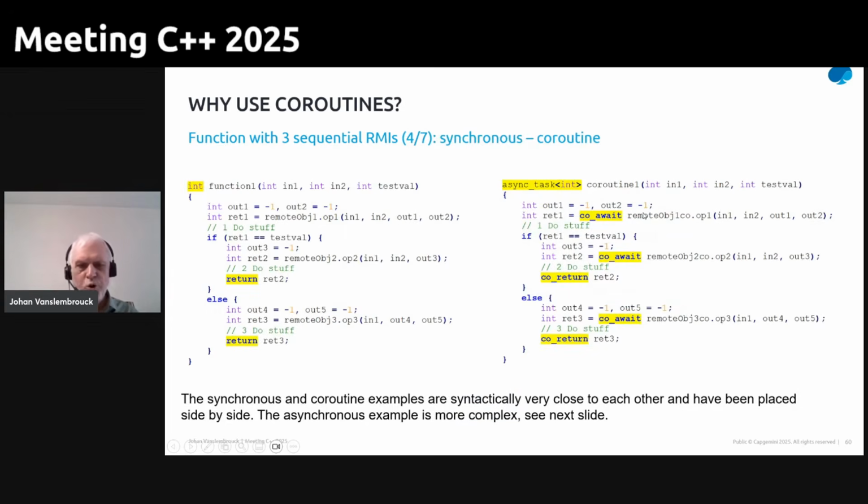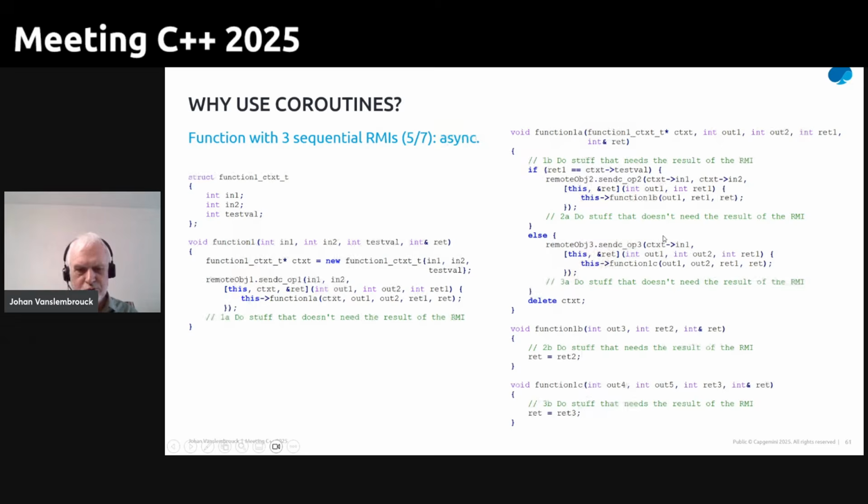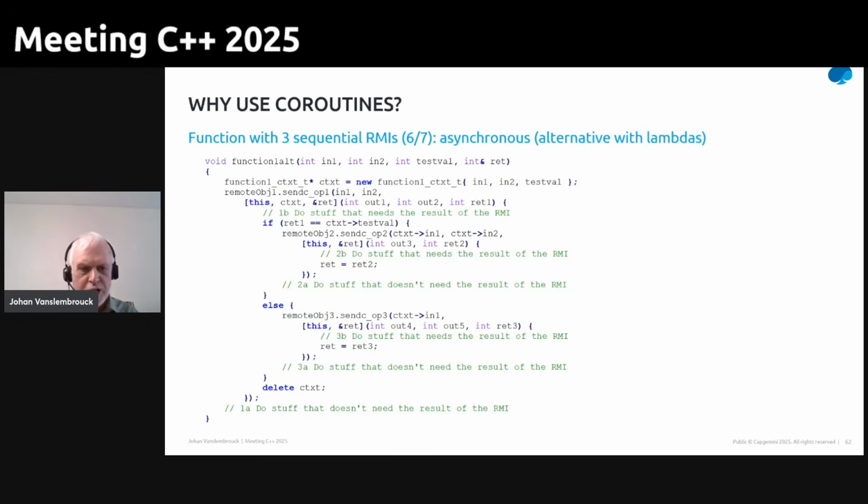This is the code that we've seen on slide 1. We have the function 1, the coroutine 1, so it's the appetizer that I have used. And that's the asynchronous implementation that we've seen on slide 3. You see, it's much more difficult to read. And that's only a small one.